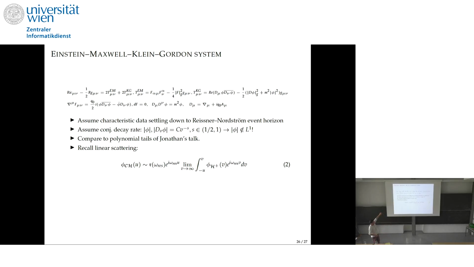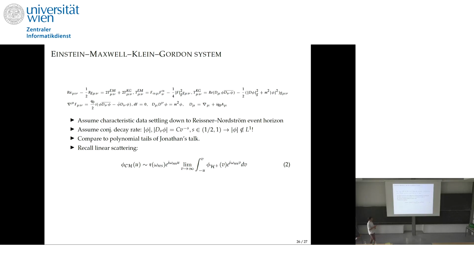So this is now a nonlinear model, where you also see the resonances, the interior scattering resonances. This is the model where you look at the spherically symmetric Einstein equation coupled to Maxwell and Klein-Gordon, and moreover, you assume that the solution is charged. And we look at only the interior problem. We assume that the characteristics settle down to a Reissner-Nordström event horizon at the conjectured decay rate.